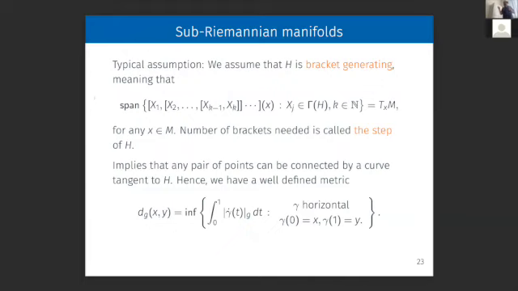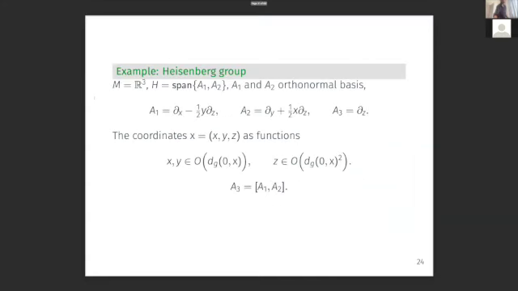If you have this condition, then any pair of points in your manifold can be connected with a curve that is only tangent to these directions, H. And this is good because we only have a metric on the subbundle. So this is the only place where we can talk about how long things are. So that means that we can define a metric by taking a pair of points, picking a curve that's horizontal, in this sense meaning tangent to this H, and then taking the infimum of all of these curves. So we can make a similar setup in this setting.